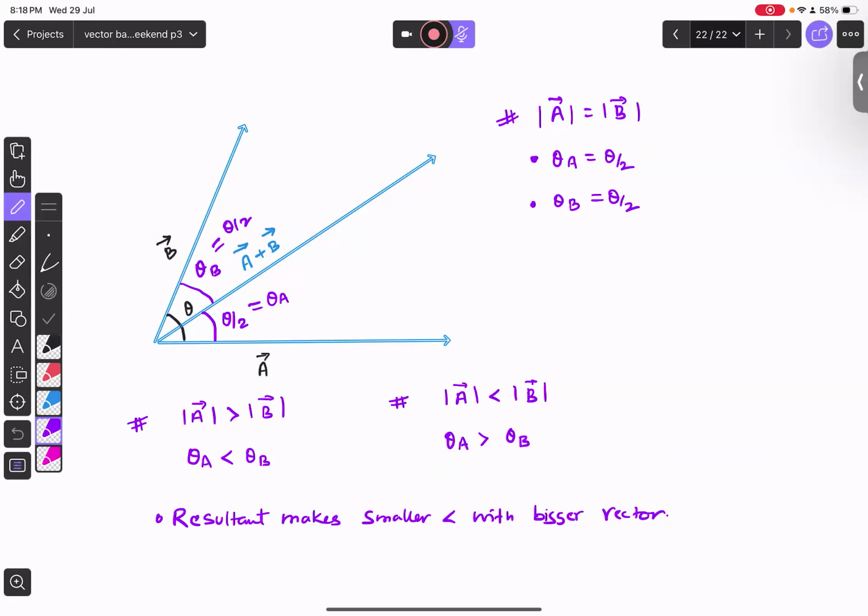So if vectors A and B are equal, then the resultant will be passing through the middle of them. If vector A is bigger than vector B, then the angle the resultant is making with vector A will be smaller than the angle the resultant makes with vector B. So always the resultant will make a small angle with the big vector. It's like being close to the more powerful guy, no? A is more powerful, so maybe I want to be closer to A than B. So the angle made with A will be smaller if A is bigger than B, and vice versa. I'll take a new page now.